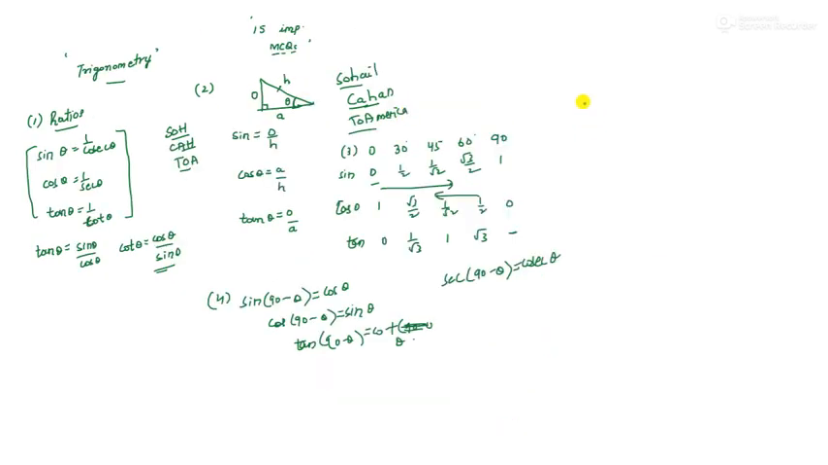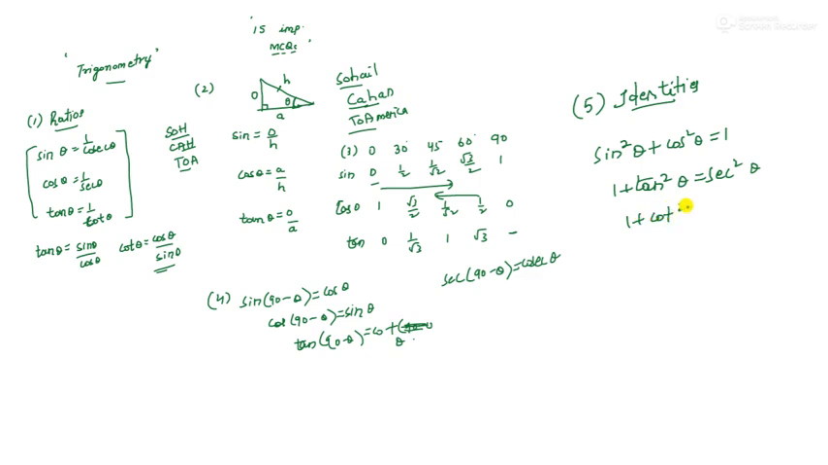And the last one which you have to keep in mind is identities. Which are the three identities? First is sine square theta plus cos square theta equals 1. Then 1 plus tan square theta equals sec square theta, and 1 plus cot square theta equals cosec square theta. So these many things are covered in the chapter Introduction to Trigonometry.